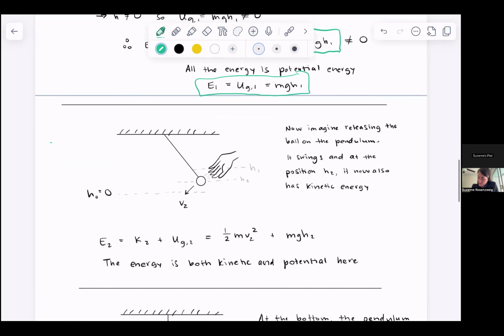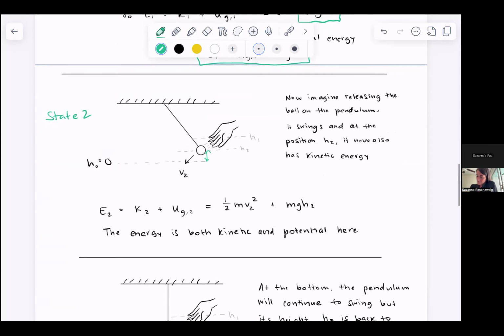Now, let's consider a second state, state 2, where we've released the ball, released the pendulum. So the pendulum is now swinging downward. Take a snapshot before it hits h equal to 0. Now it's at some height h2, which is still above h0, but also below h1. So if h1 was 3 centimeters, then maybe h2 is 1.5 centimeters.